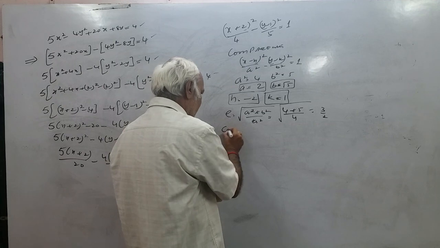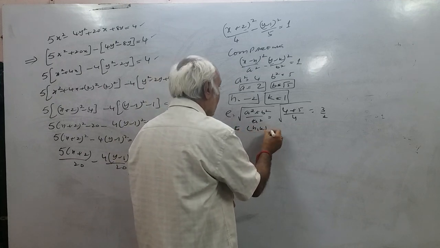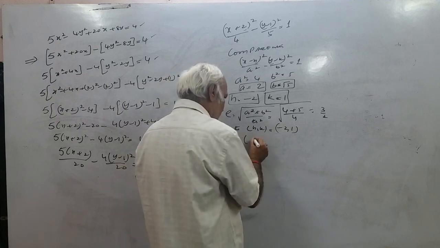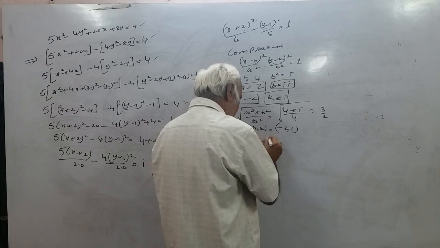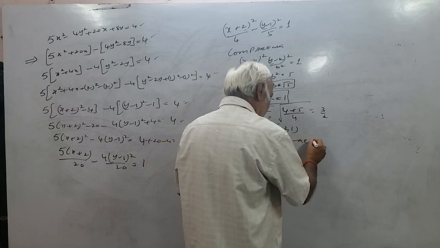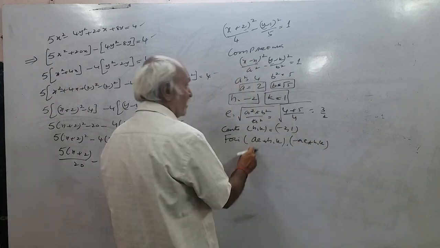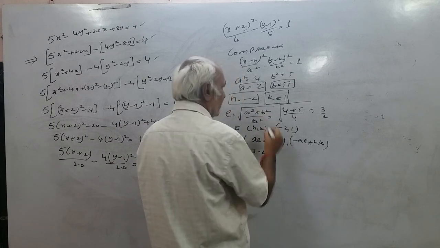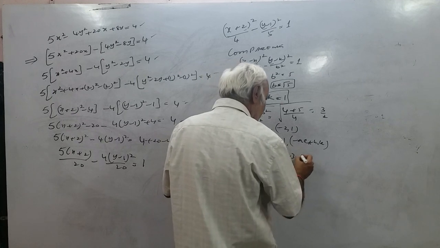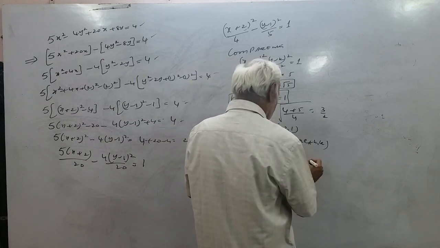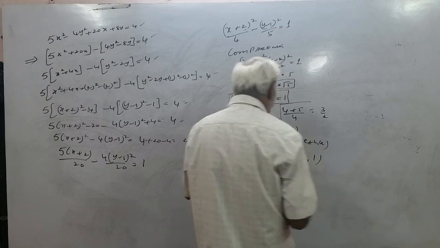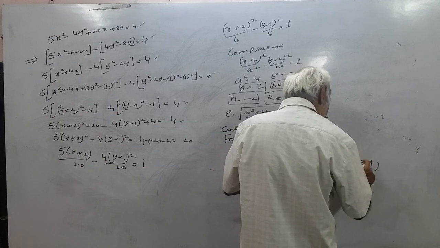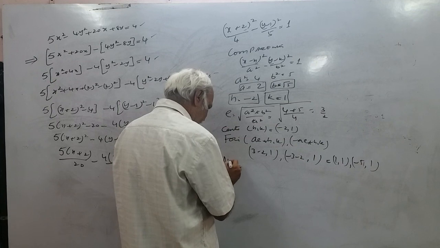Now the center (h, k) is (−2, 1). What is the foci? (±ae + h, k). So what is the a value? 2. 2 into 3/2 means 3. h value −2, k value is how much, sir? 1. Here ±3 − 2, comma 1, right? This is nothing but (1, 1) and (−5, 1), right? Next, directrix.